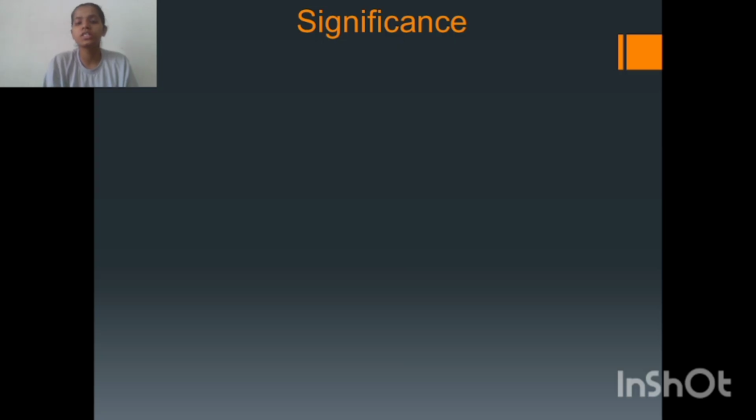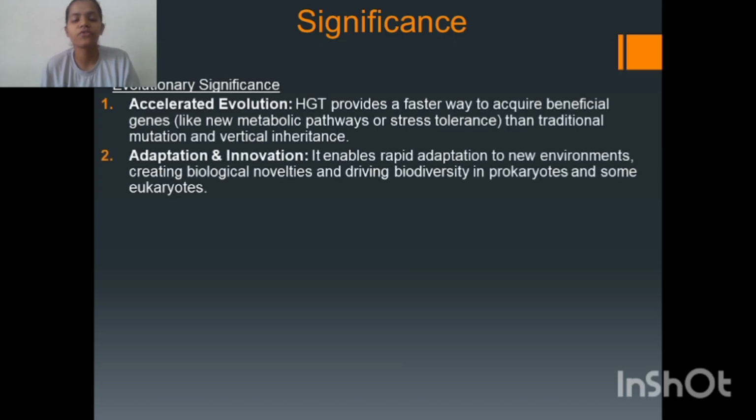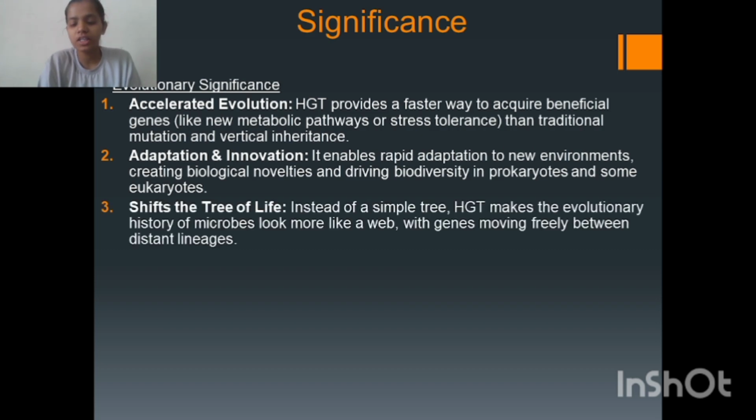Now we are moving to its significance. So there are different types of significance. First, the evolutionary significance. In this we have three types: accelerated evolution, adaptation and innovation, and next, shift in the tree of life. Let's begin with the evolutionary significance.